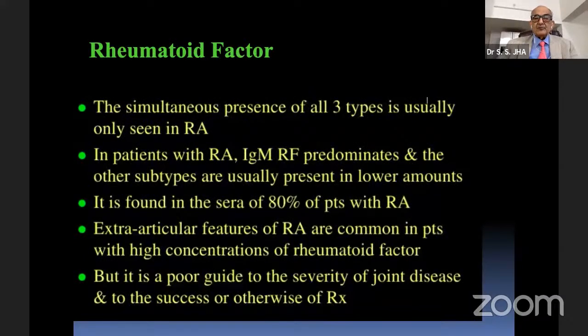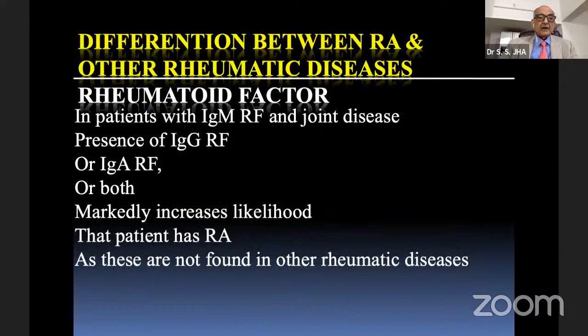The simultaneous presence of all these three types is usually seen only in rheumatoid arthritis. This becomes very important. In patients with rheumatoid arthritis, IgM rheumatoid factor predominates, and the other subtypes are usually present in lower titers. It is found in the sera of 80% of patients with rheumatoid arthritis. Extra-articular features of rheumatoid are common in patients with high concentrations of rheumatoid factor, but it is a poor guide to the severity of joint disease and to the success or otherwise of therapy.